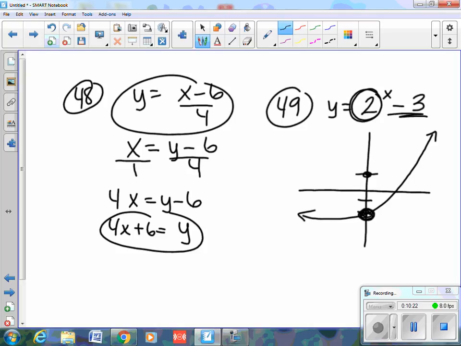But don't forget about the horizontal asymptote. Remember, the horizontal asymptote always starts at 0, but I have to move it down 3. So here's my new horizontal asymptote. Don't forget to put that on the test, the horizontal asymptote.